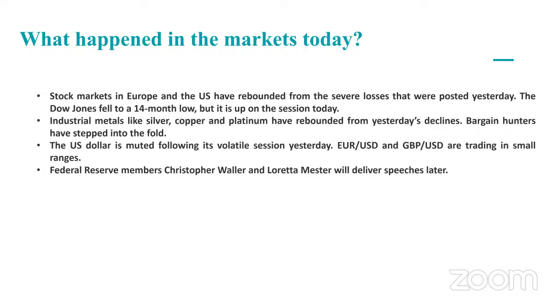I'm going to show you exactly what happened for the Dow Jones index, and you will see that the Dow Jones fell to almost a 14-month low. However, it rebounded to the upside. We were seeing some bullish candles over there. Also, industrial metals such as silver, copper and platinum have rebounded from yesterday's declines. So bargain hunters have stepped into the fold.